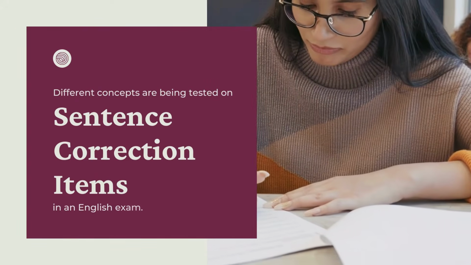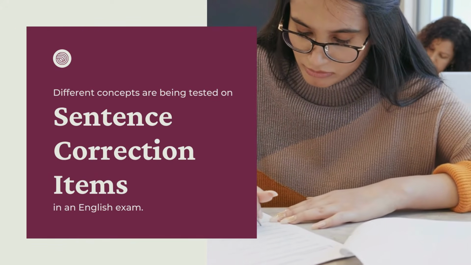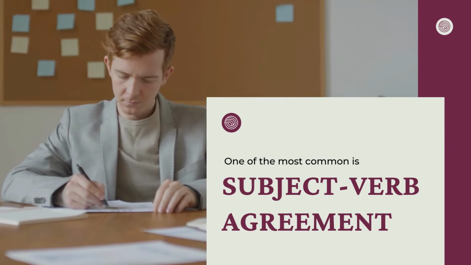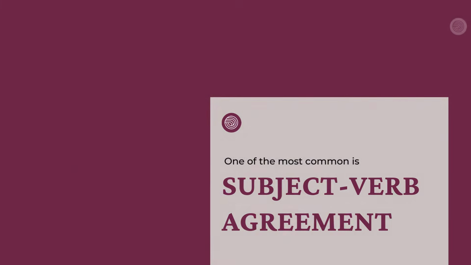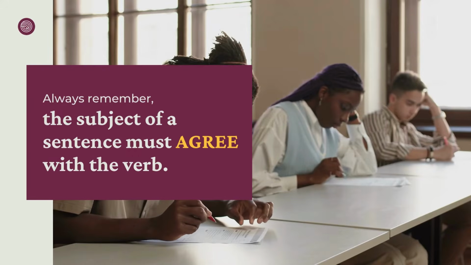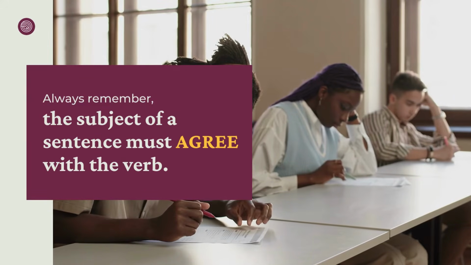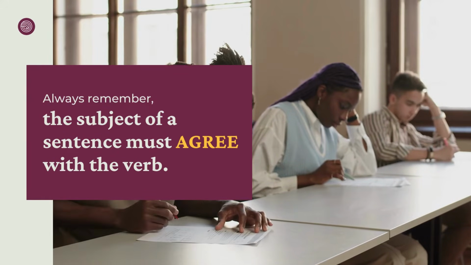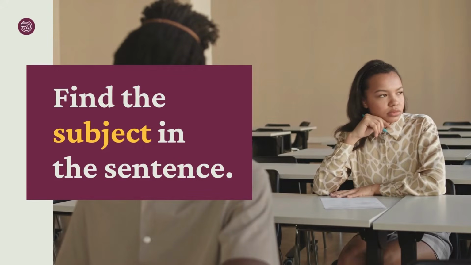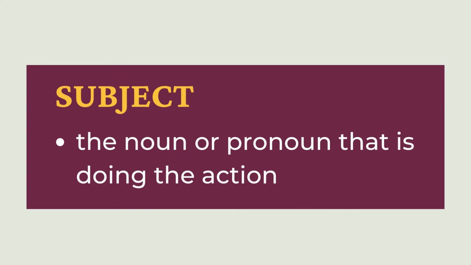Different concepts are being tested on sentence correction items in an English exam, and one of the most common is subject-verb agreement. To spot the errors in a sentence correction item, always remember that the subject of a sentence must agree with the verb. So the first thing you have to do is to find the subject in the sentence. The subject is the noun or pronoun that is doing the action.